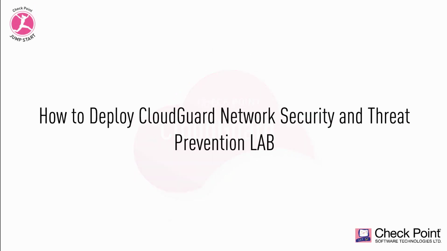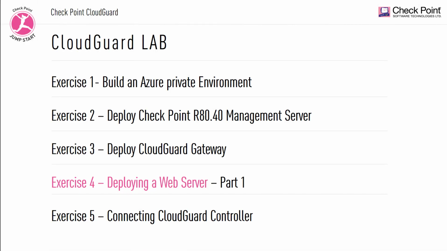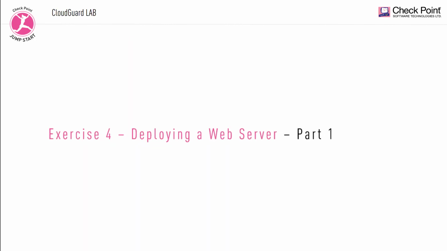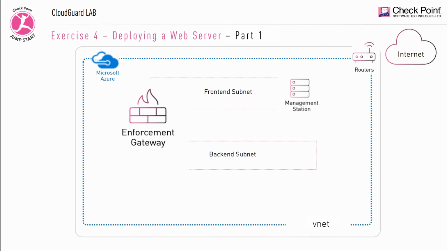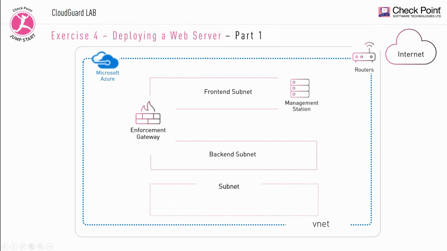How to deploy a CloudGuard Network Security and Threat Prevention Product Lab. Exercise 4, Part 1. How to deploy a web server. In the previous exercise, we deployed a CloudGuard gateway and we attached it in between the front-end subnet and the back-end subnet. In this fourth exercise, we're going to deploy a third subnet and install and deploy a web server on this subnet. Then we will configure a firewall policy and NAT rule base to be able to communicate to this web server from the internet.